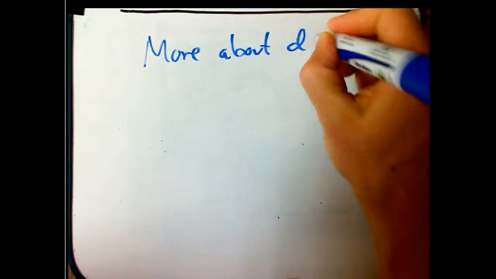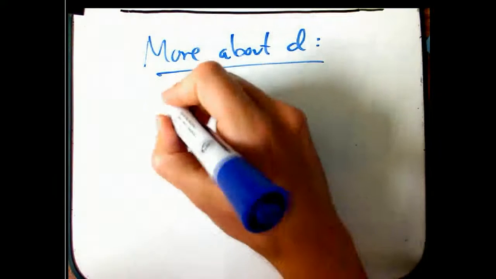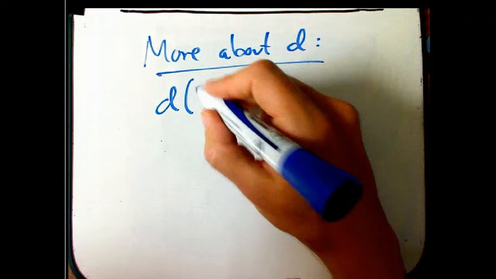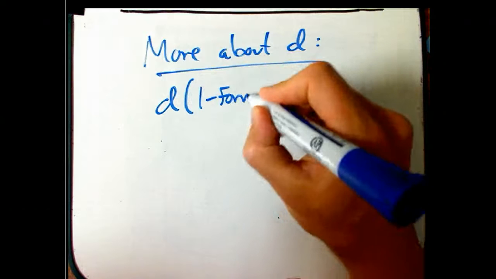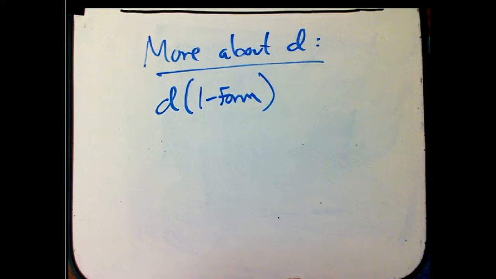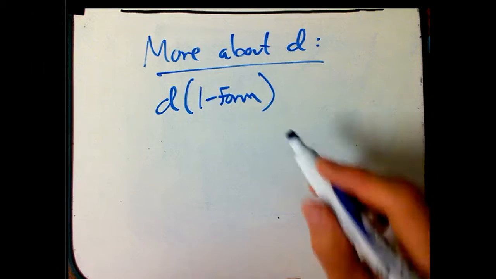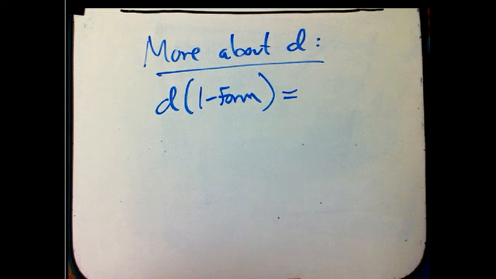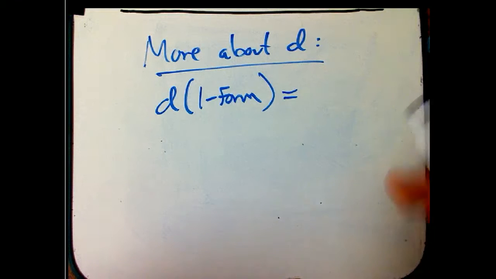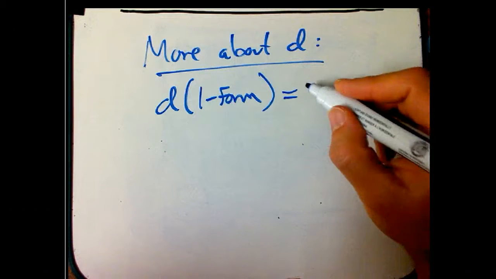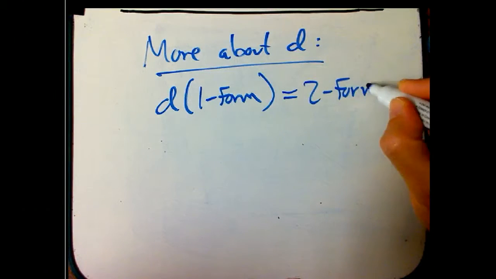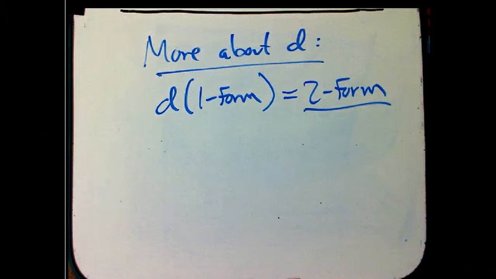Okay, so now here's more about D. In particular, we want to figure out what D of a 1 form would be. Well, there are different approaches to this, and my ideal approach is probably different from what I'm doing right now, but I'm going to be pretty direct and somewhat calculational. You're going to have to take a little bit on faith. For example, the idea that D of a 1 form should be a 2 form.